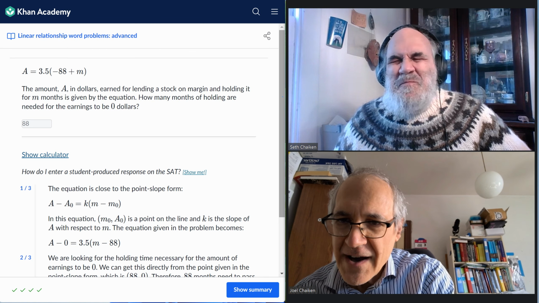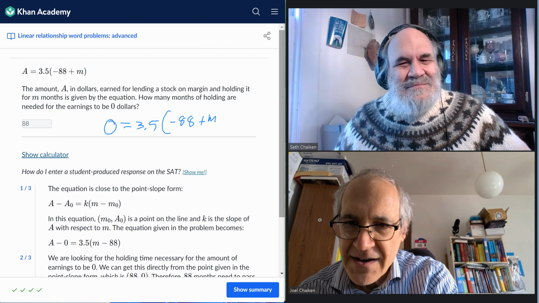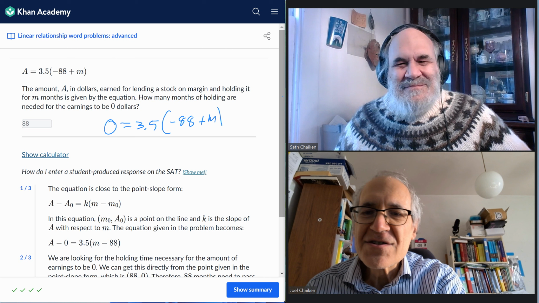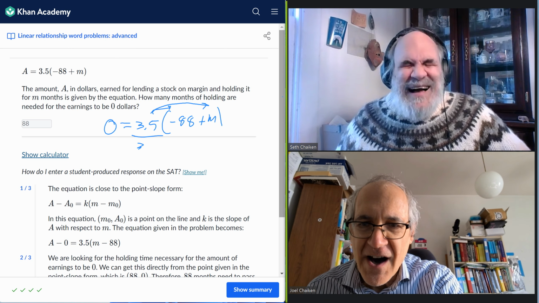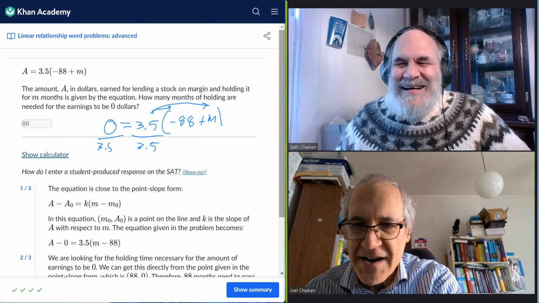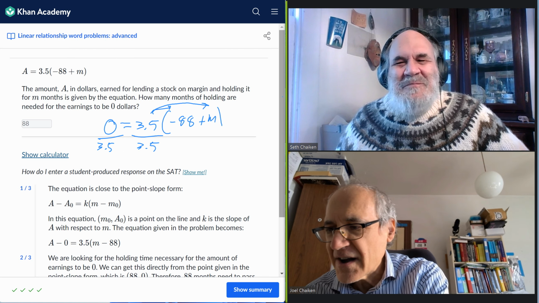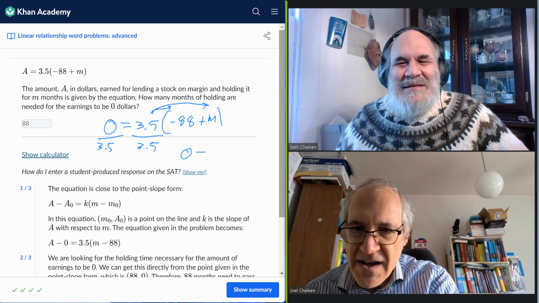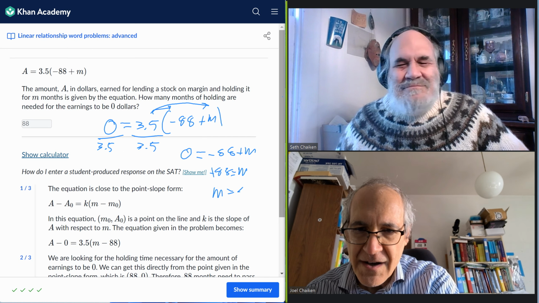But by the way, let's do it more methodically. Please do not distribute in a situation like this. Divide. Seth, I'm telling you, a lot of people do it. Then 0 divided by 3.5 is 0, not undefined. And 0 is equal to negative 88 plus m. Then you add 88 to both sides, and m is equal to 88.